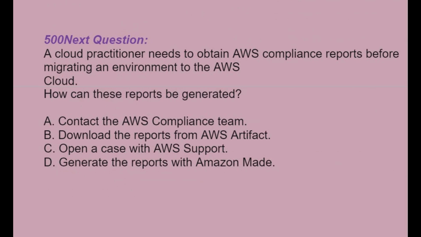Question is, a cloud practitioner needs to obtain AWS compliance reports before migrating an environment to the AWS cloud. How can these reports be generated? Option A, contact the AWS compliance team. Option B, download the reports from AWS Artifact. Option C, open a case with AWS support. Option D, generate the reports with Amazon Macie. Correct answer is option B.